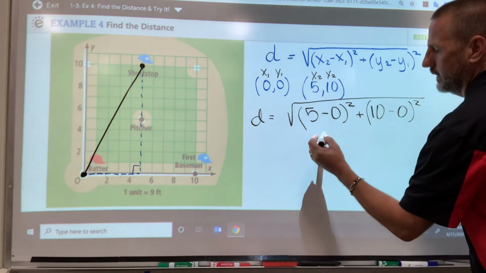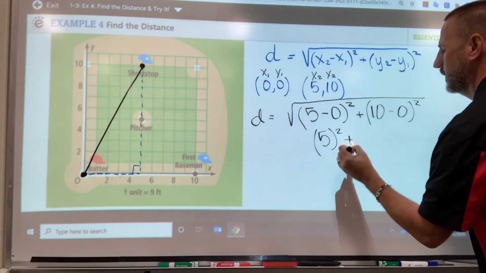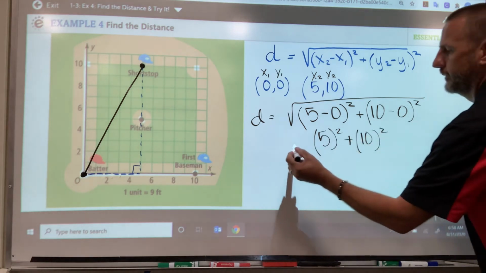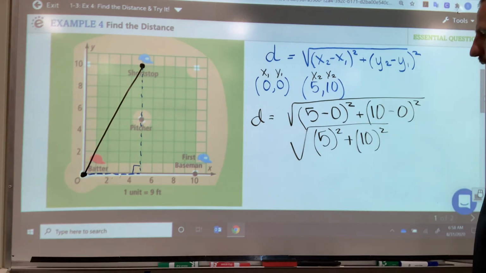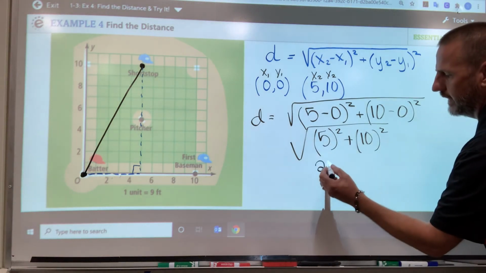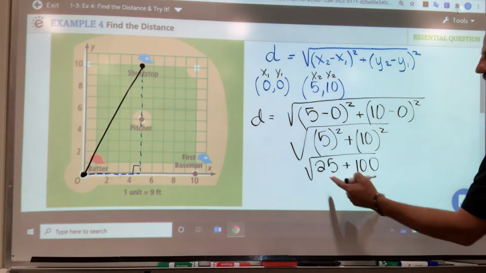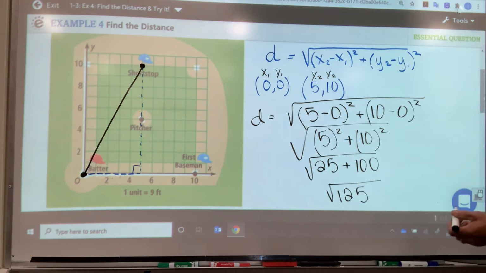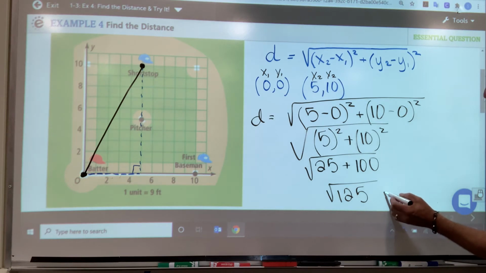All right, 5 minus 0 is 5 squared. 10 minus 0 is 10 squared. And these are all underneath the radical symbol or the square root symbol. So 5 squared means 25. 10 squared is 100. 25 plus 100 is 125. And guess what I'm doing again? Taking the square root. So again, when I take that square root, what did we get last time? It was 11.2.